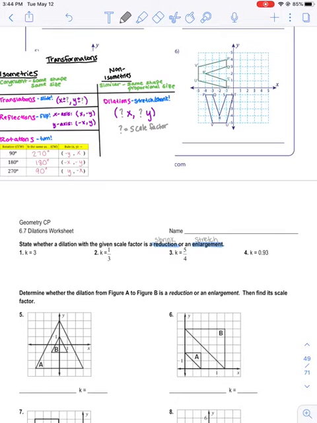Okay, so hopefully you've had enough time. Basically, the idea here is that if it's a number that's greater than 1, it enlarges it. So 1 and 3 would enlarge the image, and 2 and 4 would reduce the image. If you multiply something by a number greater than 1, you get a bigger number. If you multiply something by a number less than 1, you get a smaller number. So it follows the other math rules that we've learned as well.